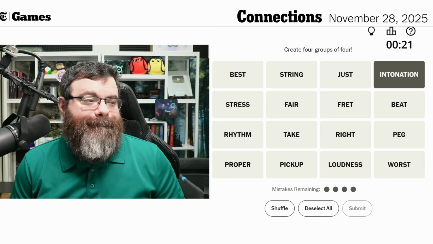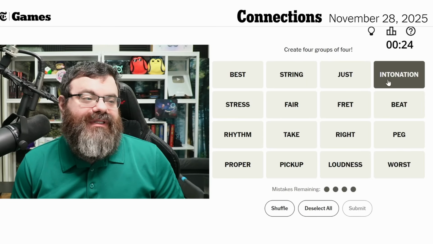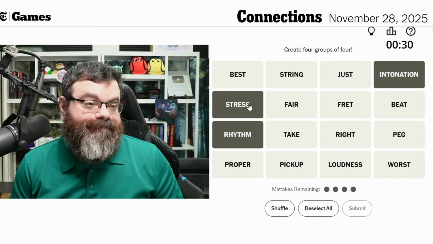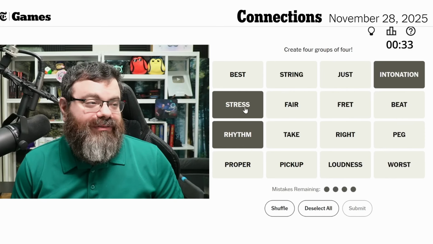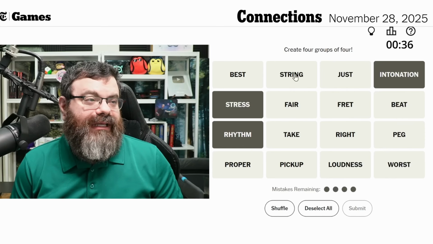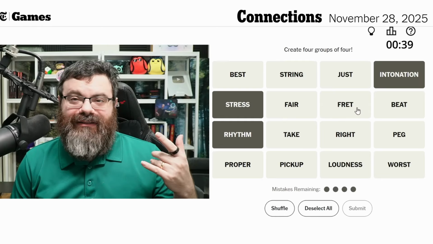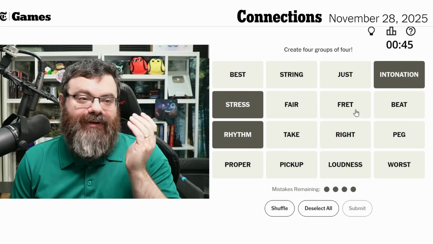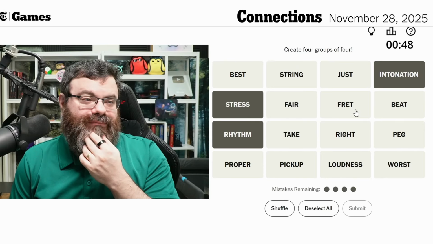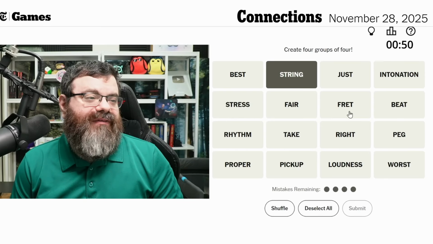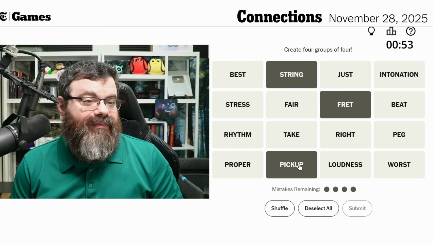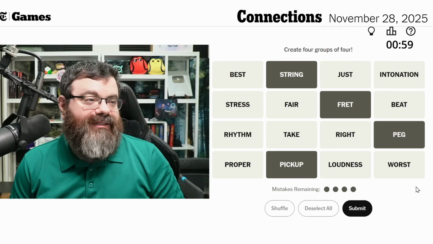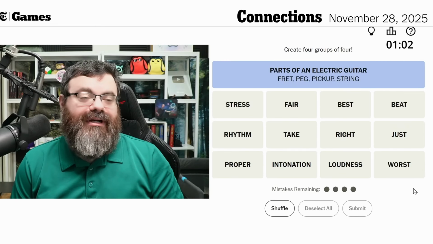Intonation, maybe. So like things you need for when you play music, like you need intonation, you need rhythm, maybe stress. You stress the correct things. I'm not sure about stress, but it feels in a similar category. What else? Fret is the thing on the guitar. It has other definitions too, like don't fret. But I think we have parts of a guitar. We have the string, the fret, the pickup. An electric guitar has a pickup, and then the pegs for tuning. So let's block that in. This is parts of an electric guitar. There you go. And that was blue.